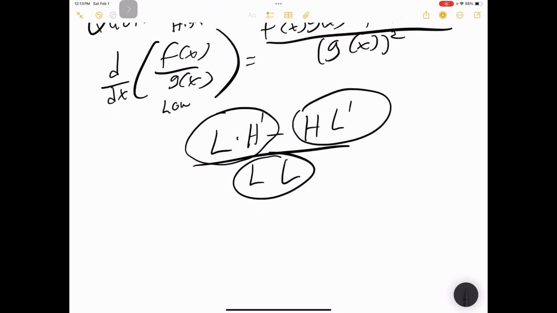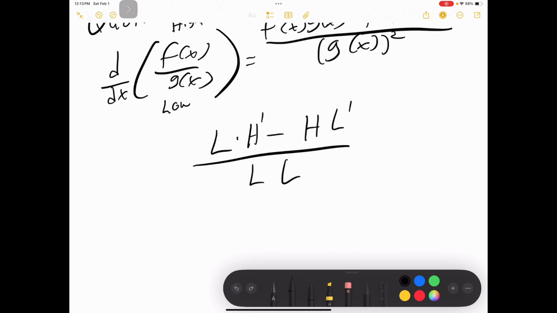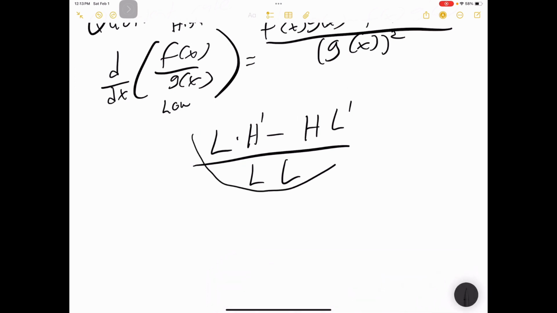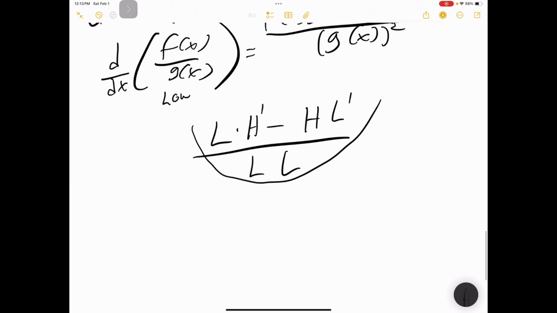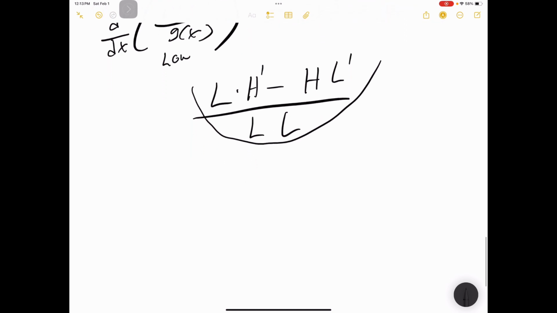And what's nice about this is if you know the general structure, but you're not sure if you're writing it right, you can make a little boat with the L's. The L's should all be along the outside. So the quotient rule is low d high minus high d low over low low. So let's do an example.